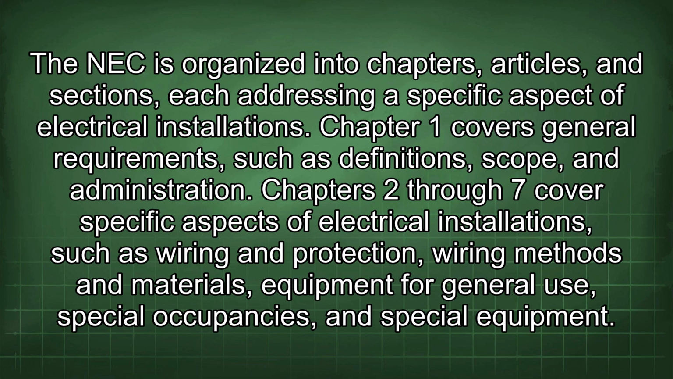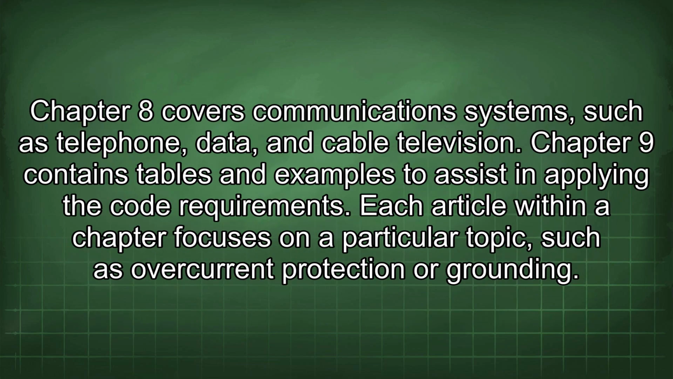Chapters 2 through 7 cover specific aspects of electrical installations such as wiring and protection, wiring methods and materials, equipment for general use, special occupancies, and special equipment. Chapter 8 covers communications systems such as telephone, data, and cable television. Chapter 9 contains tables and examples to assist in applying the code requirements.